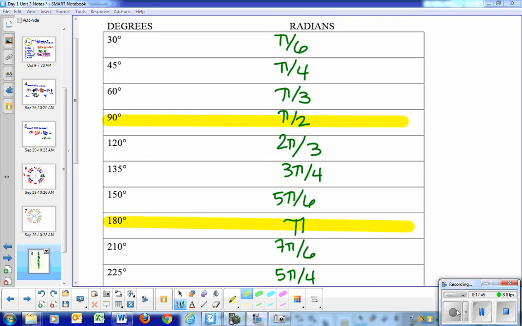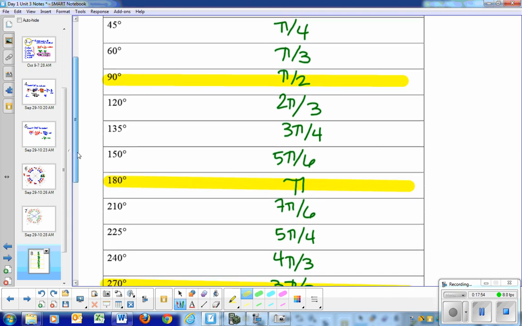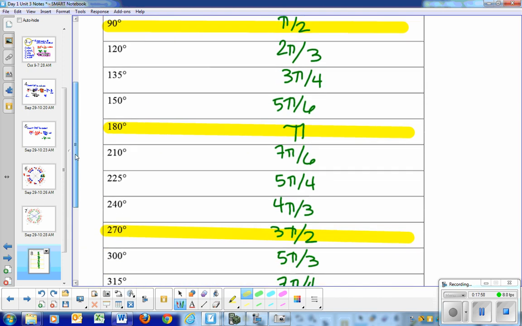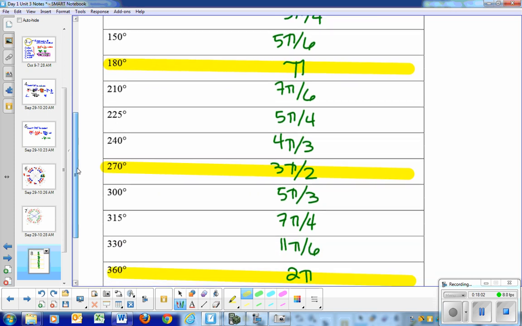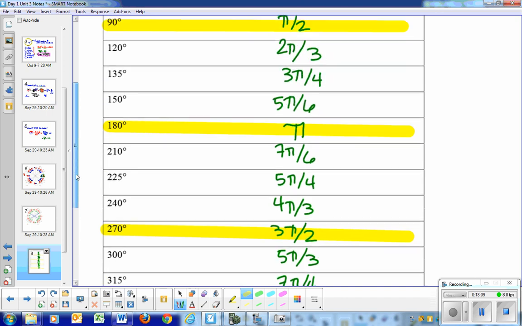Okay, so if you are still with me, you can look at the chart. I'll just scroll through it. I highlighted the quadrantal angles. Okay, I'm going to scroll back up and just go through it one more time just in case you need it.